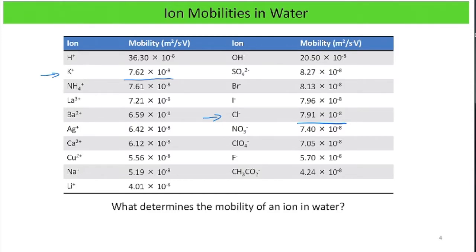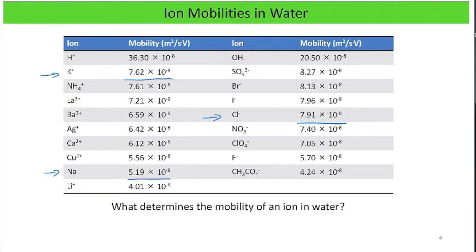If we were to look at sodium, which is a little bit farther down on the table, you can see that the mobility of sodium is much lower than that of potassium. So it is not a good idea to make a salt bridge out of sodium chloride because the mobilities between sodium and chloride are quite different.